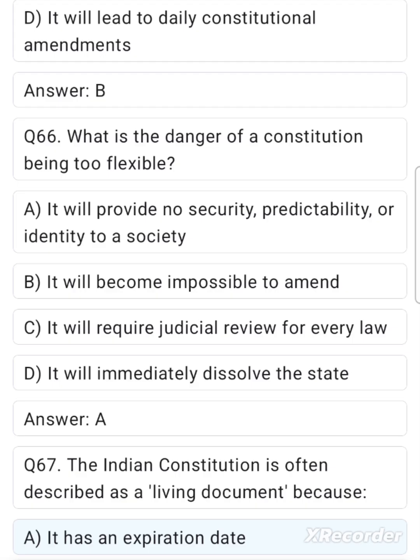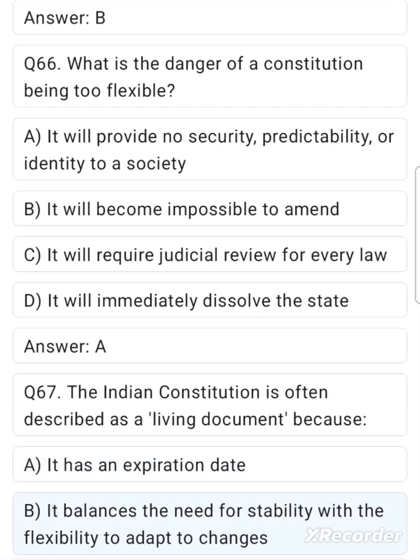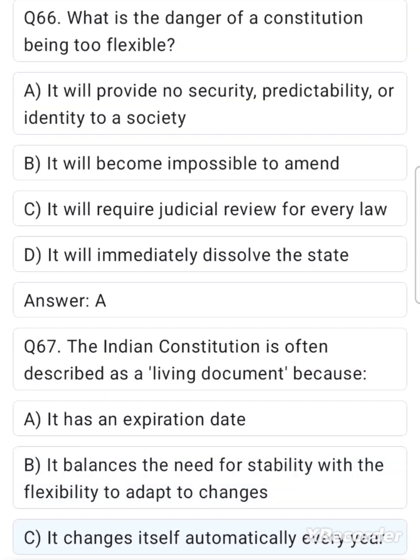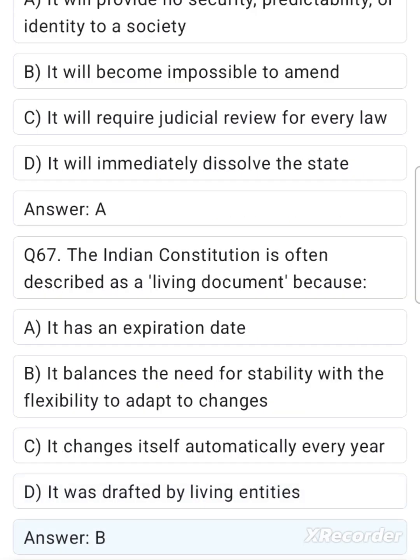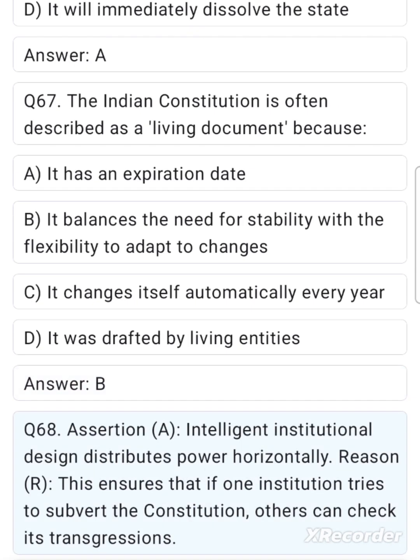Q67. The Indian Constitution is often described as a living document because: A. It has an expiration date. B. It balances the need for stability with the flexibility to adapt to changes. C. It changes itself automatically every year. D. It was drafted by living entities. Answer: B.